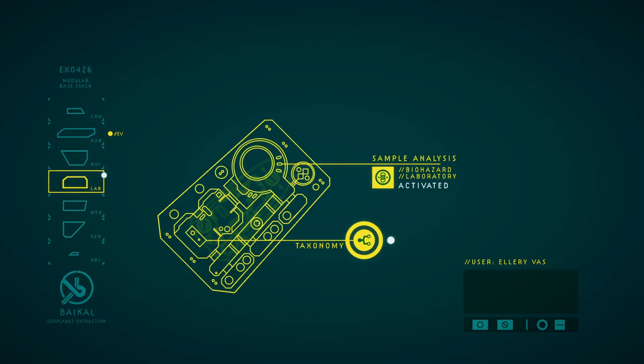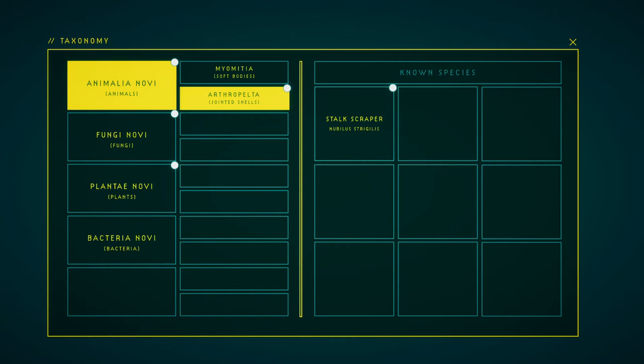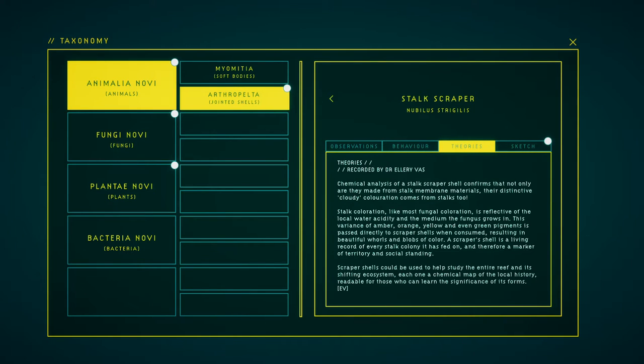Be lots of reading. Chemical analysis of a stalk scraper shell confirms that not only are they made from stalk membrane materials, their distinctive cloudy coloration comes from stalks too. Stalk coloration, like most fungal coloration, is reflective of the local water acidity and the medium the fungus grows in. This local water acidity, this variance of amber, orange, yellow, and even green pigments is passed directly to scraper shells when consumed, resulting in beautiful pools and blobs of color. A scraper's shell is a living record of every stalk colony it has fed on, and therefore a marker of territory and social standing. Scraper shells could be used to help study the entire reef and its shifting ecosystem. Each one a chemical map of the local history, readable for those who can learn the significance of its forms.